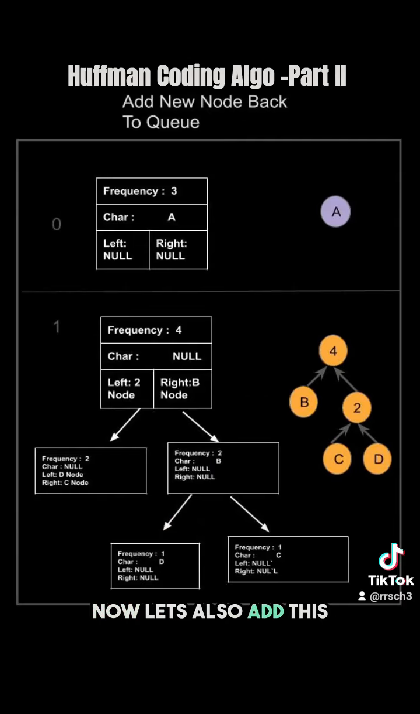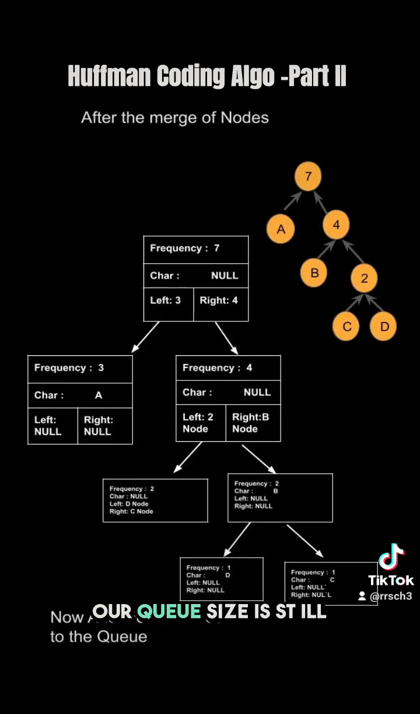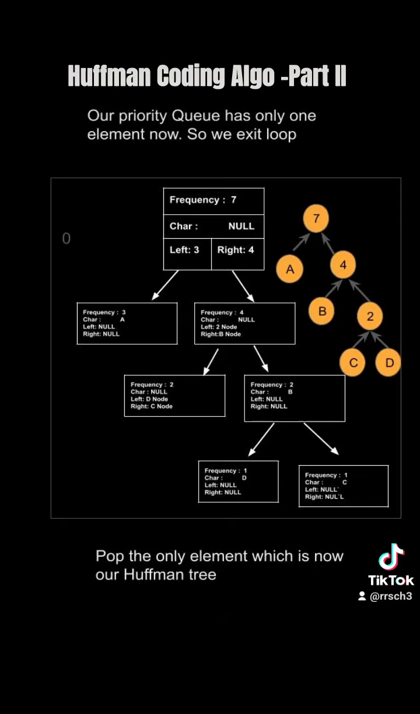Now let's also add this new Huffman node 4, which is now a larger subtree, back to the queue. You will notice that our Huffman tree is growing slowly. Our queue size is still greater than or equal to 2, so we pop the 2 nodes and merge again. This time we add the value of node 4 and node A, which gives us the value 7. We add this new Huffman node back into the queue.